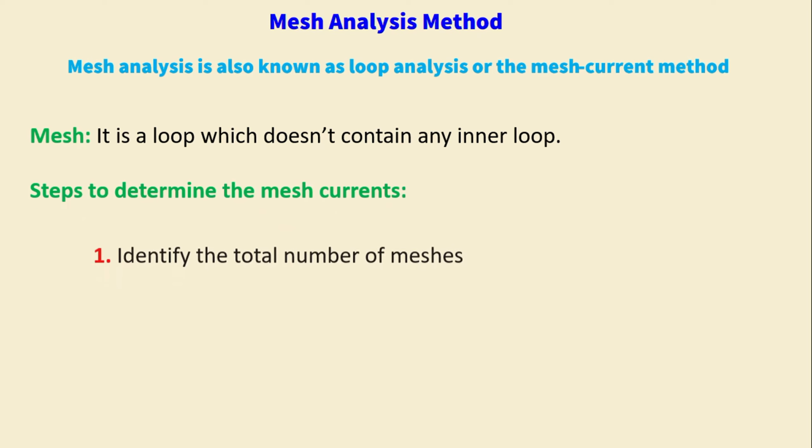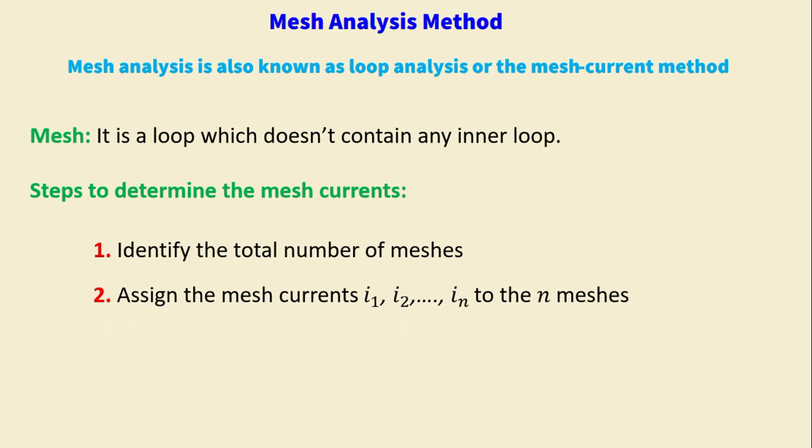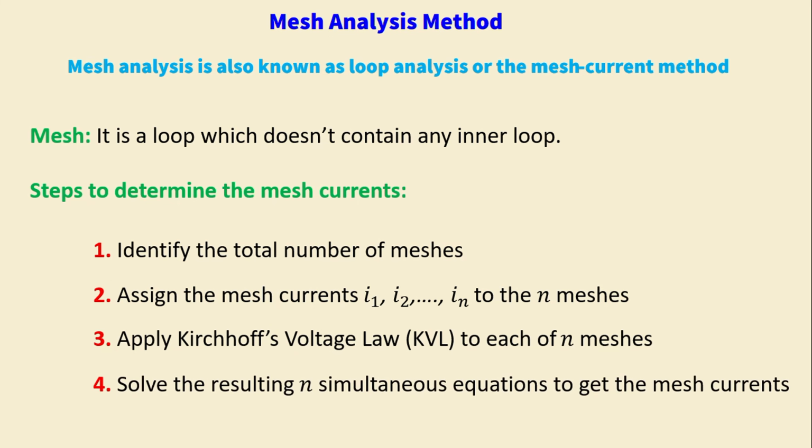Step number 1 is to identify the total number of meshes. Step number 2 is to assign the mesh currents I1, I2, until In to the n meshes. Let's move to the third step, applying Kirchhoff's voltage law, KVL, to each of the n meshes. And finally, solve the resulting n equations to get the mesh currents.